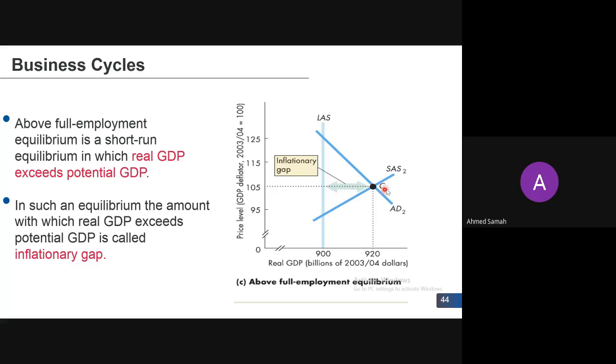Then the third type could be when the economy is performing above the full employment level. As you can see here, the short-run aggregate demand curve and the short-run aggregate supply curve are equating at $920 billion. So the real GDP is now $920 billion, which is above the potential GDP of $900 billion. So when the real GDP is above the potential GDP, we call the gap between these two the inflationary gap.